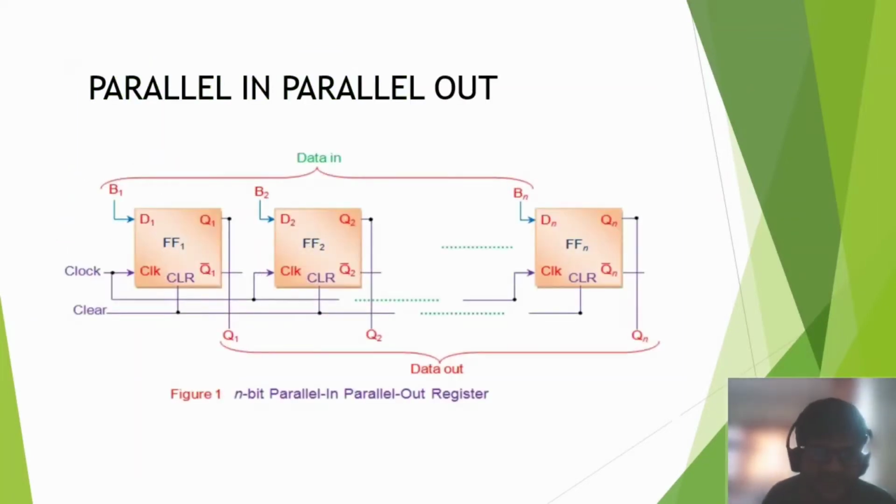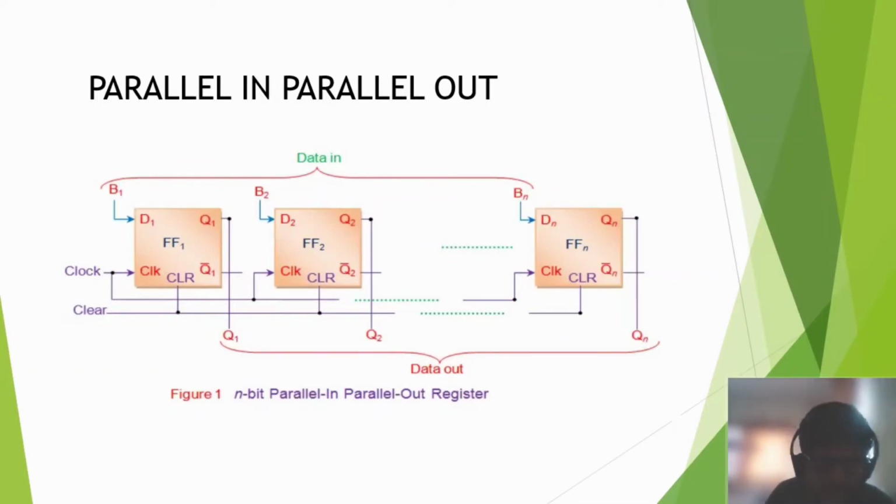Now, let us understand the parallel in, parallel out register. This diagram is a parallel in, parallel out register which stores n bits of data. It contains n number of flip-flops FF1, FF2 to FFn. B1, B2 to Bn are data inputs and Q1, Q2 to Qn are data outputs for the flip-flops. These flip-flops are triggered by a clock.